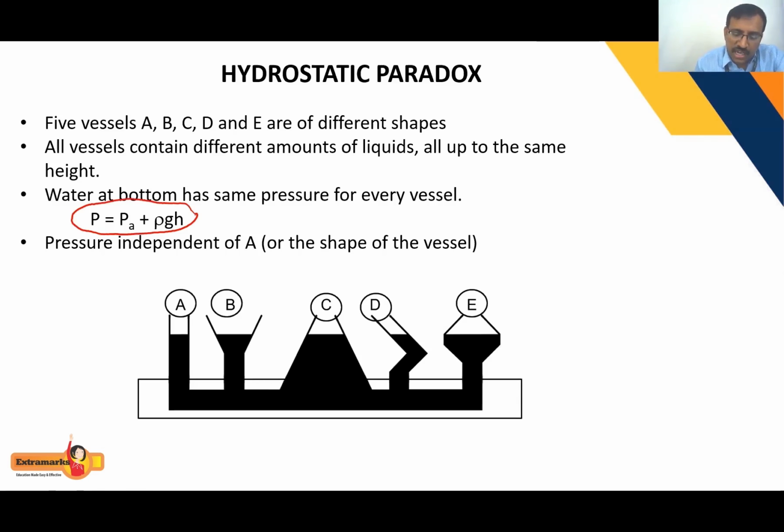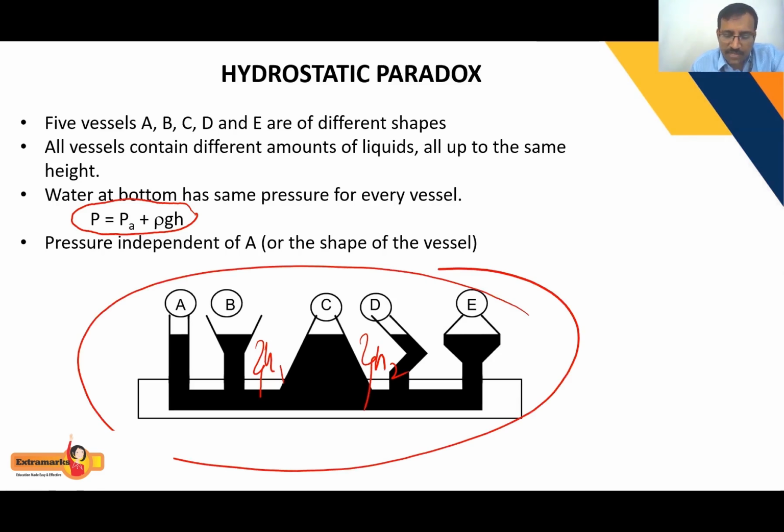Suppose the heights are different, this is H1, this is H2, what will happen? Wherever pressure is more, liquid flows from high pressure to low pressure, obviously. But the liquid in this container, containing different vessel shapes, is at rest. So obviously, H1 must be equal to H2.